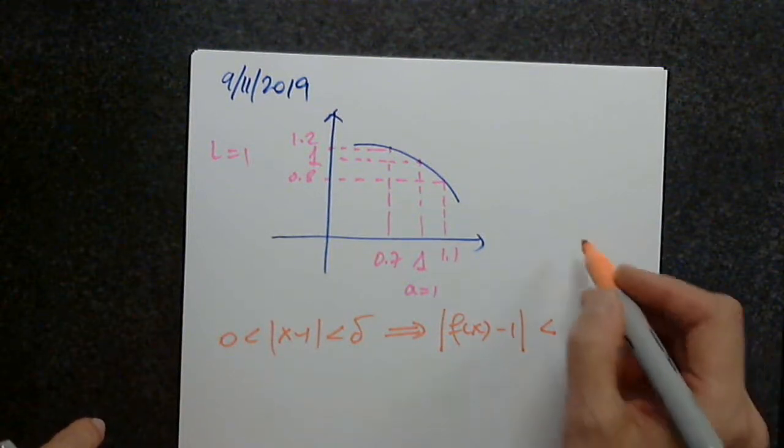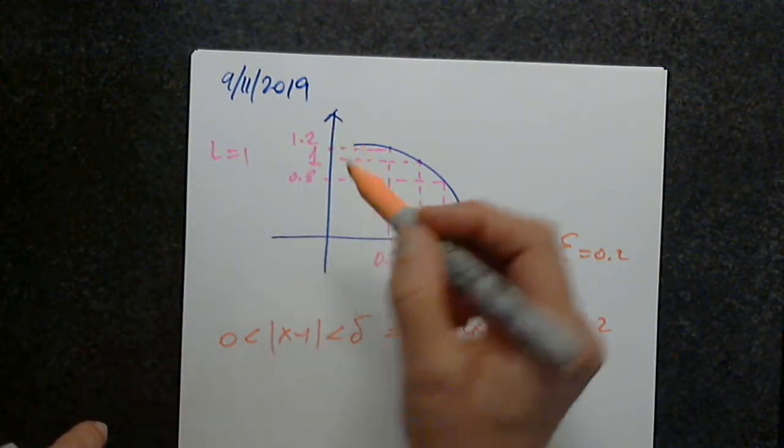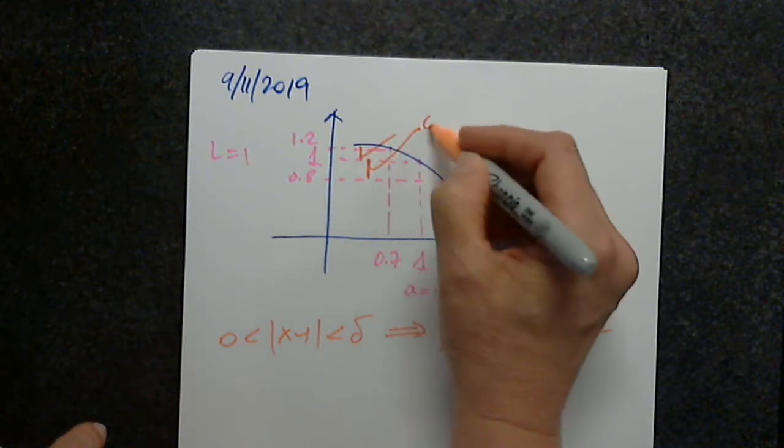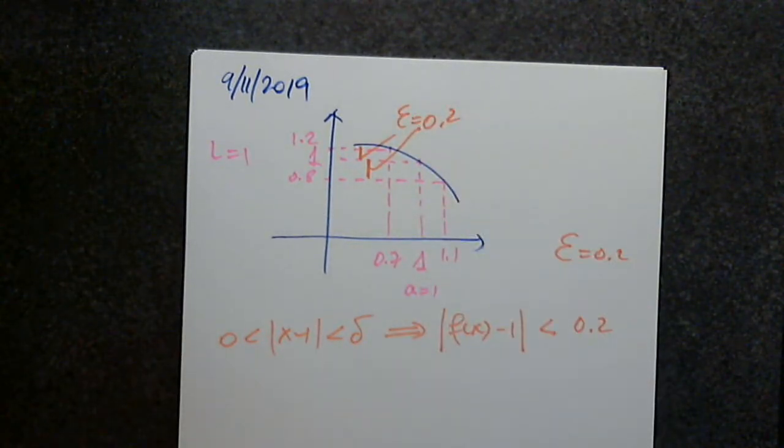Indeed, less than 0.2. Epsilon is 0.2. We see it here. This and this, 0.2. That's epsilon. Very good.